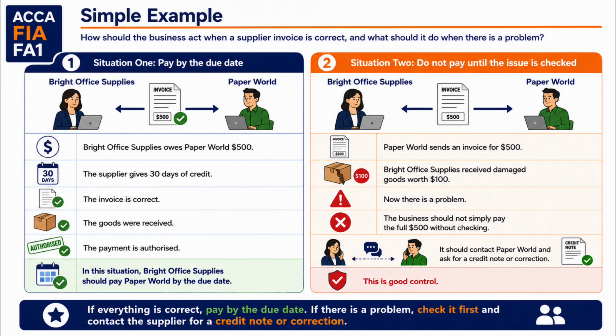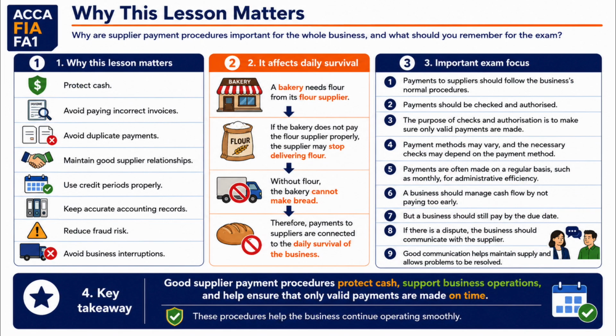Now imagine another situation. Paperworld sends an invoice for $500, but Bright Office Supplies received damaged goods worth $100. Now there is a problem. The business should not simply pay the full $500 without checking. It should contact Paperworld and ask for a credit note or correction. This is good control.